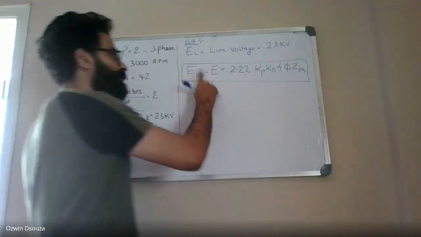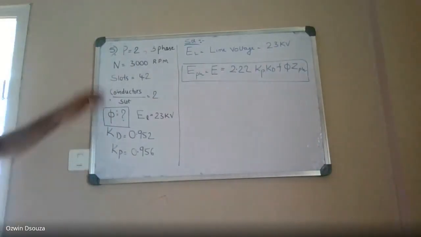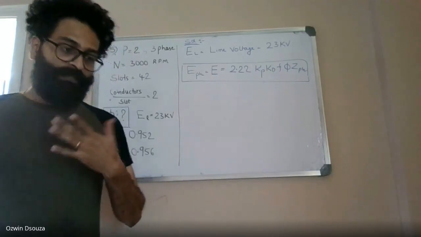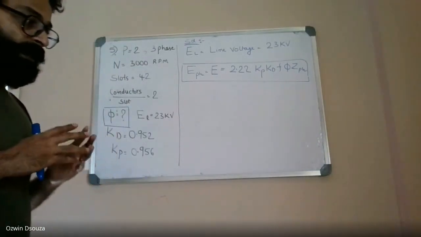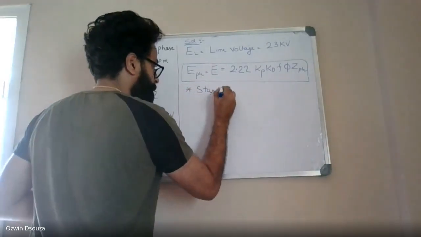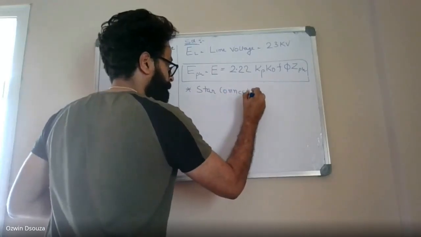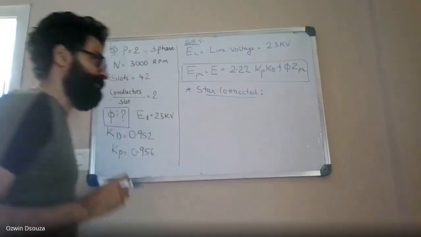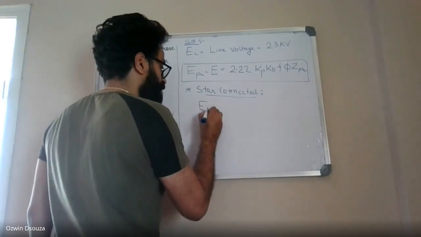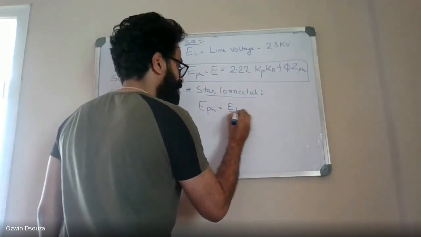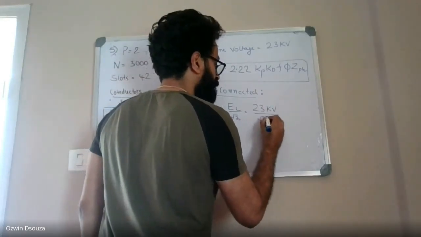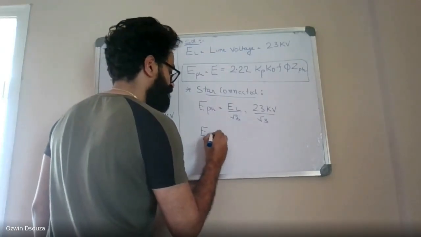Now we have been given not the phase voltage but the line voltage, and they haven't mentioned anything about the alternator connection. But whether they mention it or not, the alternator used in a power plant is always star connected. Since the alternator stator is star connected, you can find E phase is equal to E line divided by root 3, that is 23 kilovolt divided by root 3. So that will give you the phase voltage.